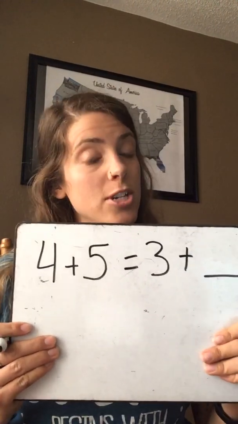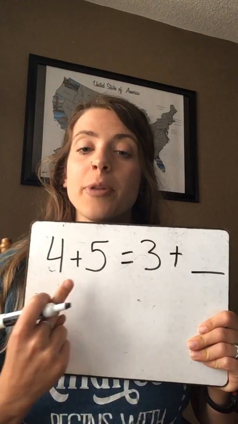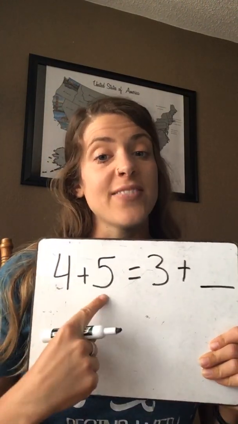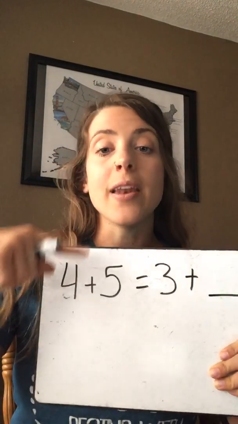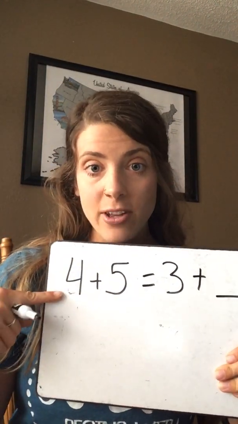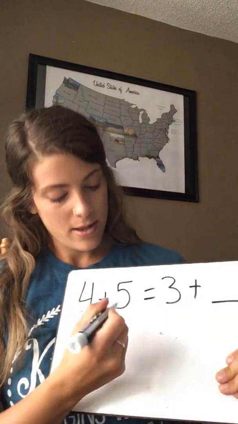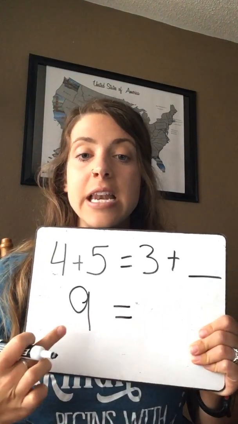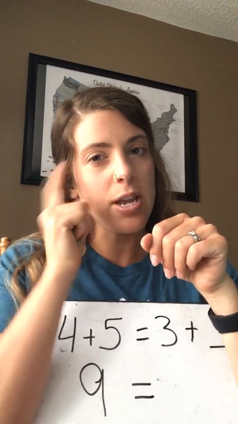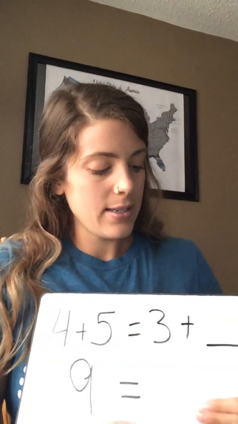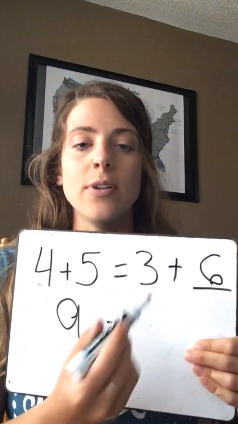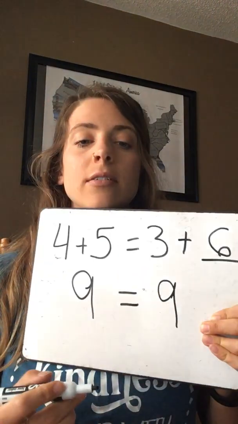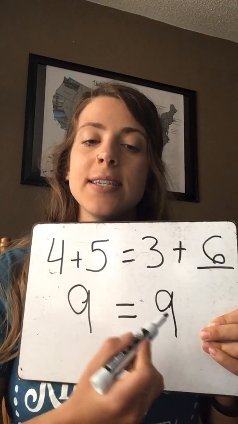All right, if you're back, that means you already tried to solve. So let's go ahead and solve this together. 4 plus 5 is what? I know 5 plus 5 is 10. So 4 plus 5 is going to be 1 less because 4 is 1 less than 5. So 1 less than 10 is 9. So 9. Now I need to think 3 plus what equals 9 to make this equal. So let's see. If I have 3, let's add on until we get to 9. So 3, 4, 5, 6, 7, 8, 9. 6. 3 plus 6 equals 9. And then we have an equal equation. 9 is the same as 9.